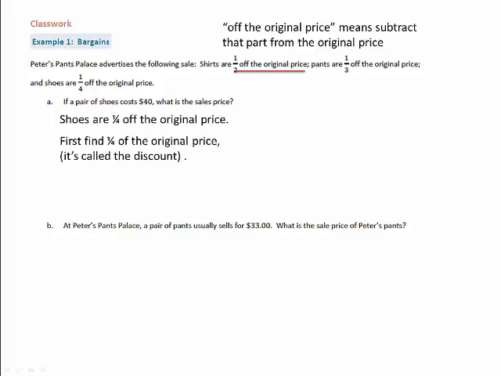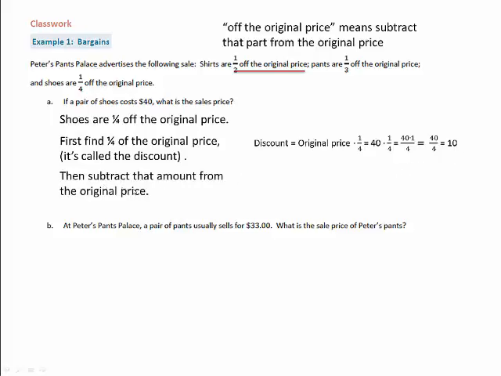First, we're going to find 1/4 of the original price. That's called the discount, the amount that you don't have to pay. So the discount is going to be the original price times 1/4, which is 40 times 1/4, which when we do the multiplication comes out to 10.